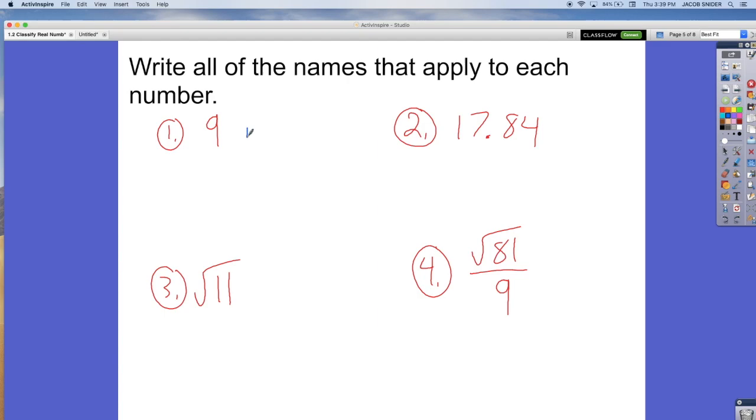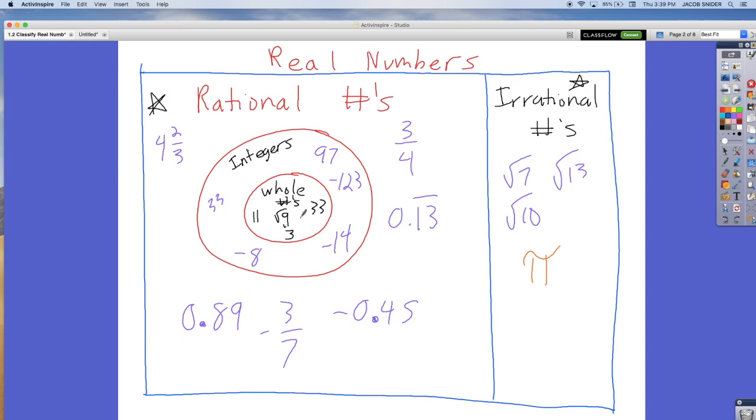Now, where else does it fit in? Okay. Technically, it is an integer as well. And technically, it is also a whole number. Okay. So if I look back at my chart, it would fall into all of these three categories. 9 would be right here in the middle of my diagram. Okay. Let's go on to the next one.